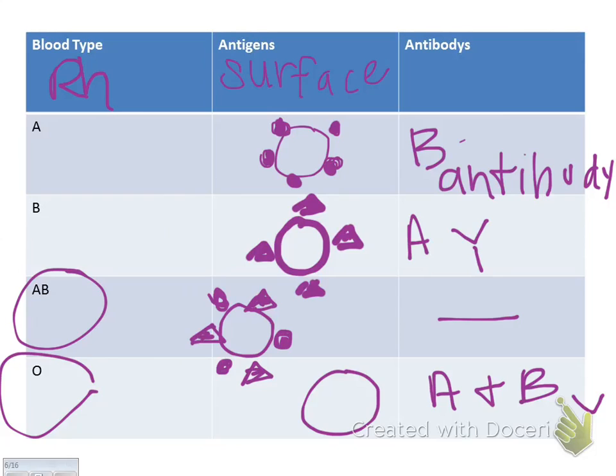Does that make sense? Okay, so I am O negative. That means I have no surface antigens, and I do not have the Rh protein. If I was O positive, I would just have the Rh protein, right? Okay, does this make sense? Yes? Okay, so now we know how to do blood transfusions just perfectly.